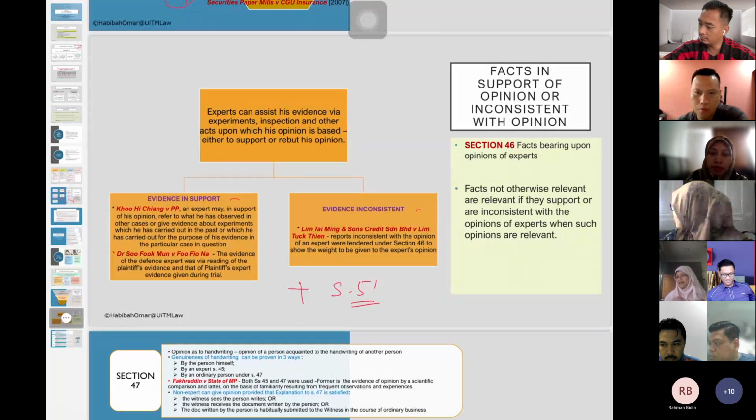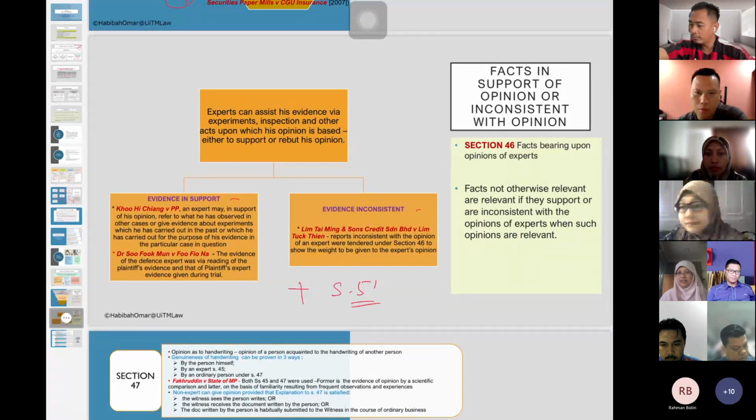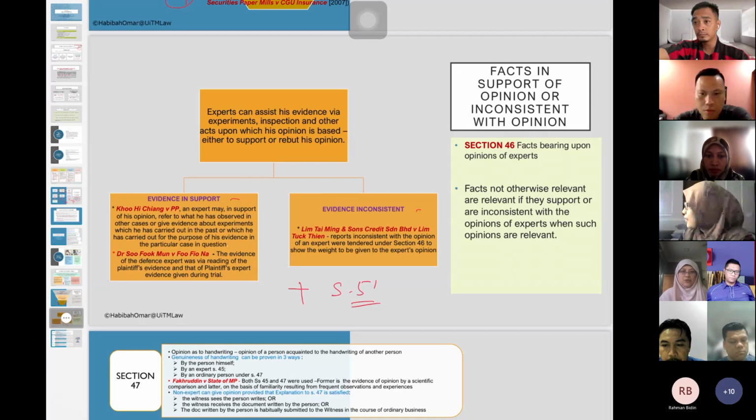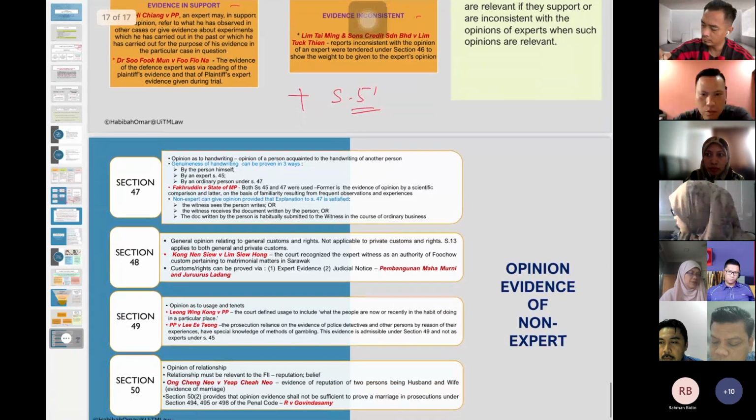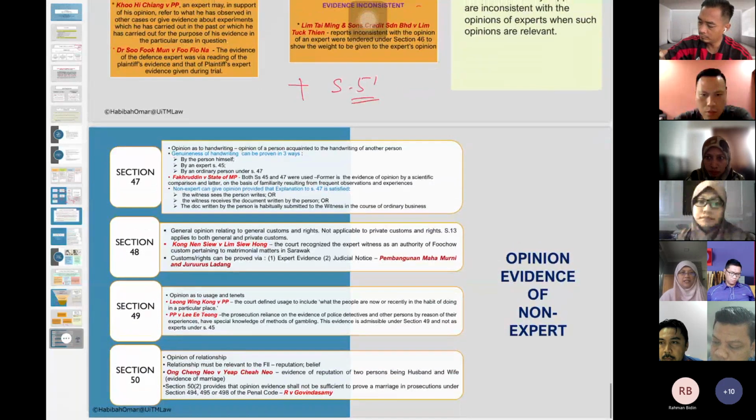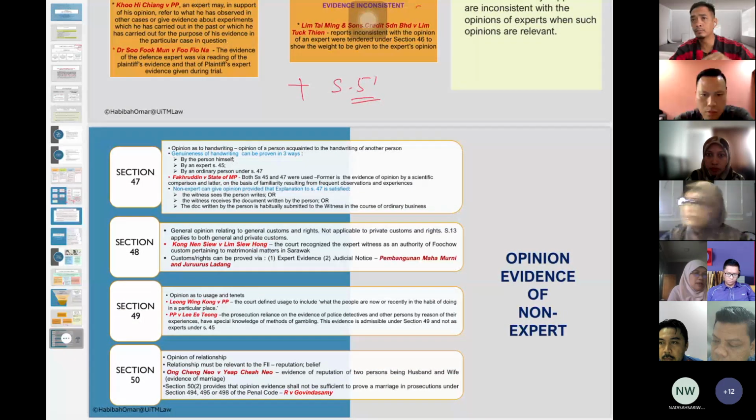Betul, madam. Okay. So today I just wrap it off a little bit untuk expert opinion. So itu sebenarnya yang because you all punya subject matter ni is more dealing with expert opinion. So saya fokus more on expert opinion. Saya tak adalah fokus sangat on the non-expert. But nevertheless, kalau kita lihat pada section 47, 48, 49 and 50, this provision talk about non-expert opinion.